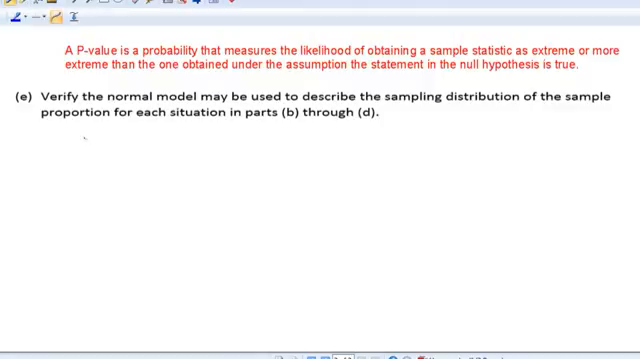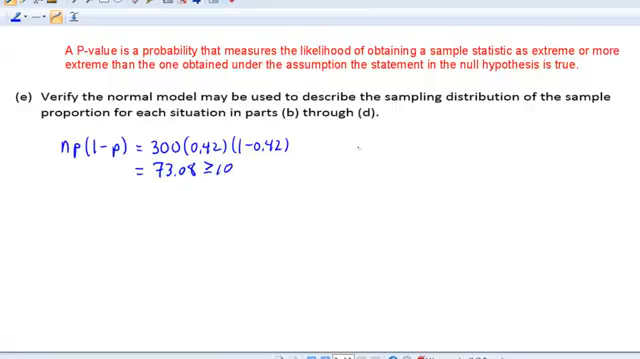Remember, we can use the normal model provided n times p times 1 minus p is at least 10. Here, n is 300, my sample size. The p that we use here is the proportion stated in the null hypothesis. Why? Because we assume the statement in the null is true until we have evidence to the contrary. So we assume the population proportion is still 0.42. So we do 300 times 0.42 times 0.58, which is 1 minus 0.42. I get 73.08, which is certainly at least 10.